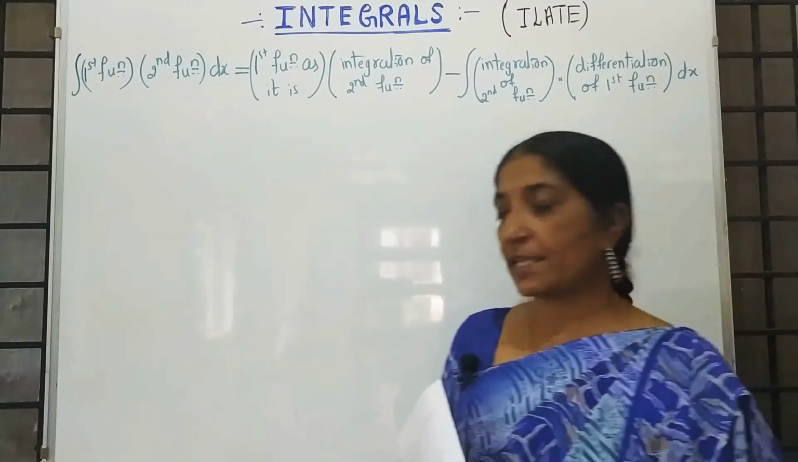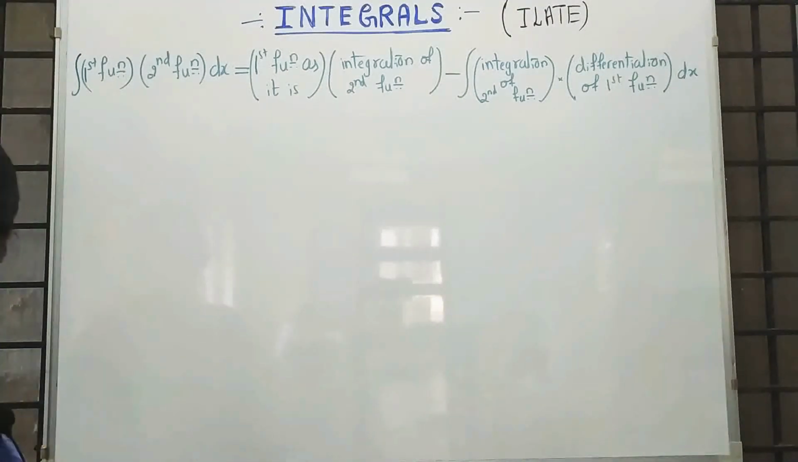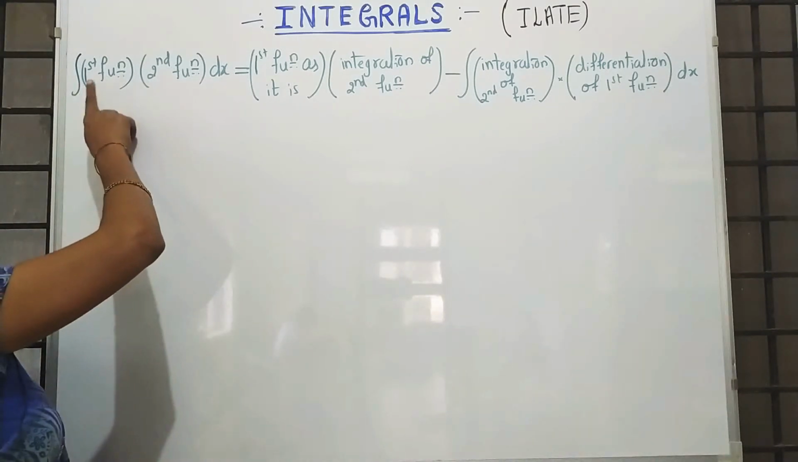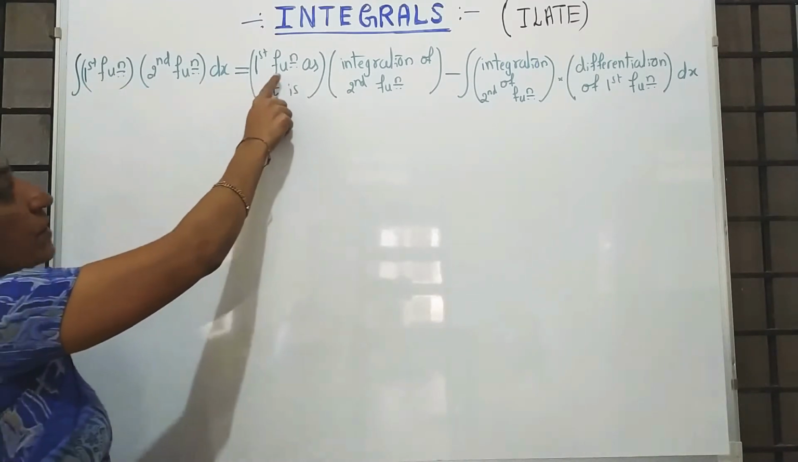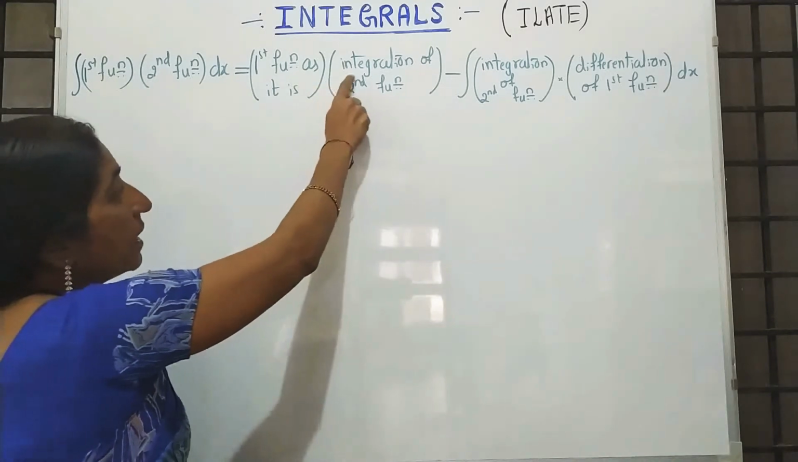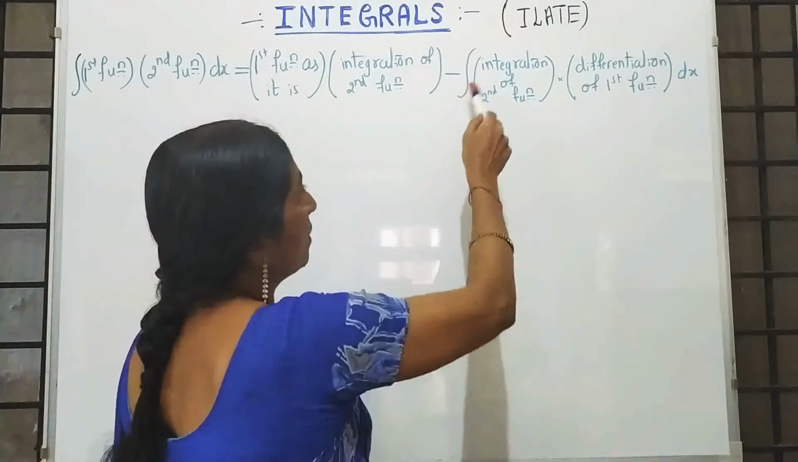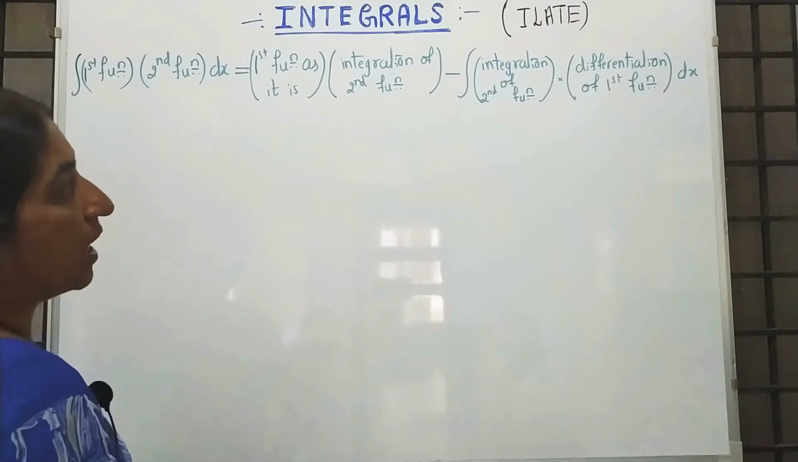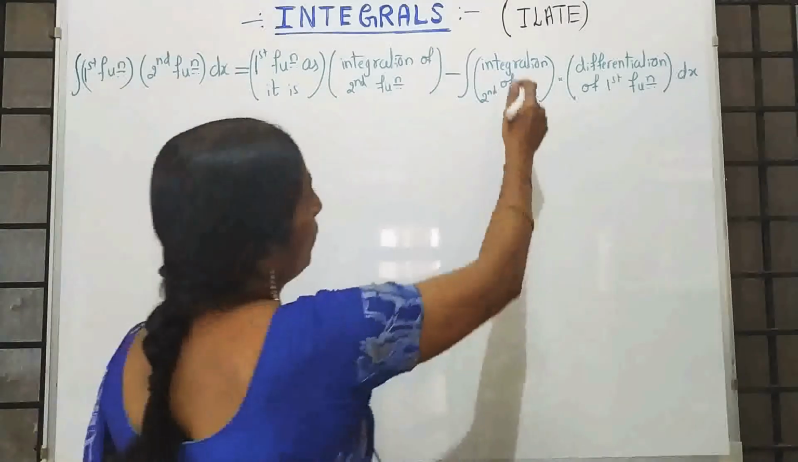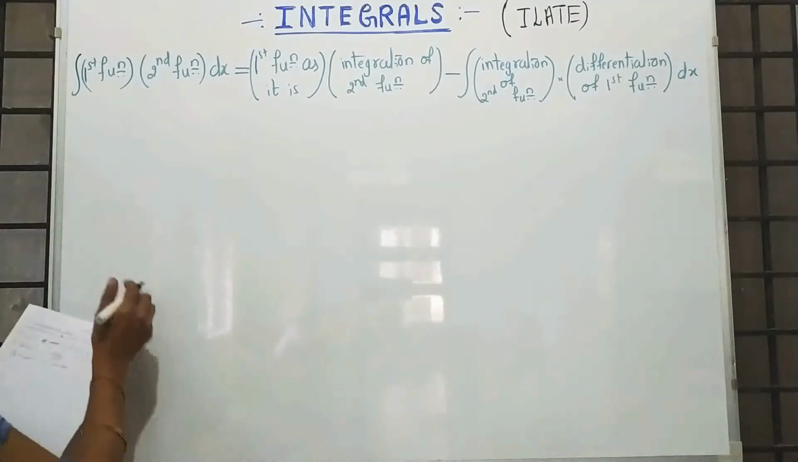In the last class I gave you the formula, one important formula to remember to solve integration by parts in the simplest way. See what that formula is: integration of first function into second function is written as first function as it is, into integration of second function, minus integration sign, integration of second function into differentiation of first function. And to select the functions, I gave one formula last time. According to this we have to select the first function and second function.